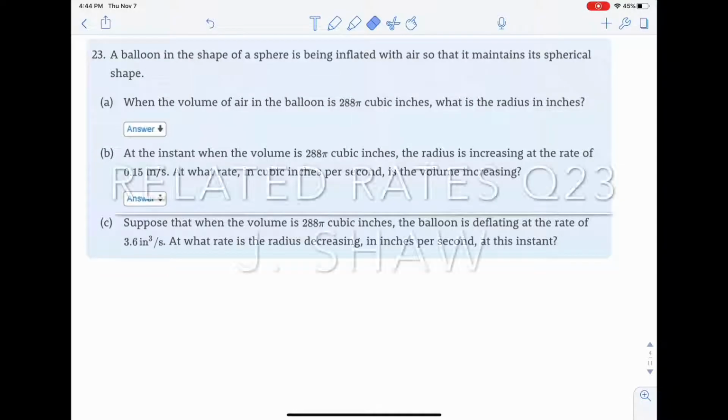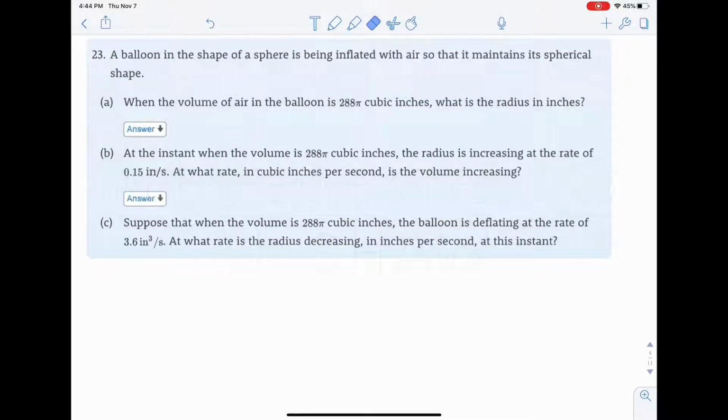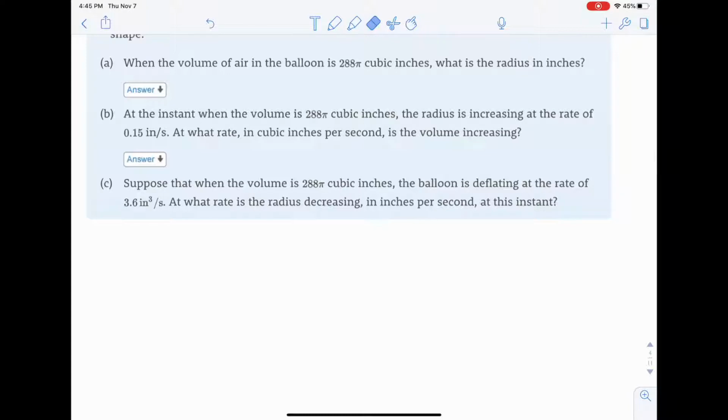Okay, so question 23 says a balloon in the shape of a sphere is being inflated with air so that it maintains its spherical shape. So first we should start out by drawing a sphere. Choose a purple, okay. Make it a sphere, 3D, right here.